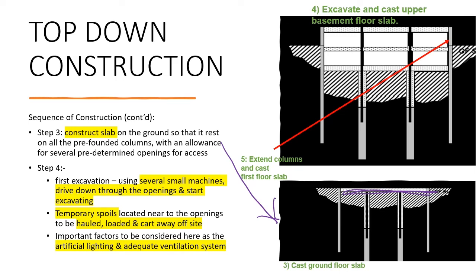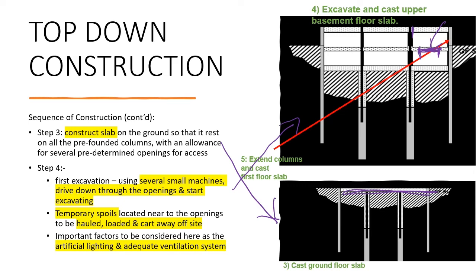And step number 4, the first excavation using several small machines drive down through the openings and start excavating. Daripada ground ni mungkin akan ada openings lah. Dia akan masuk daripada ground level ni, akan ada opening. So machinery semua boleh masuk ikut that openings yang ada. Temporary small located near the openings to be hauled and loaded and cut away from site. Jadi dibawa keluar daripada site.